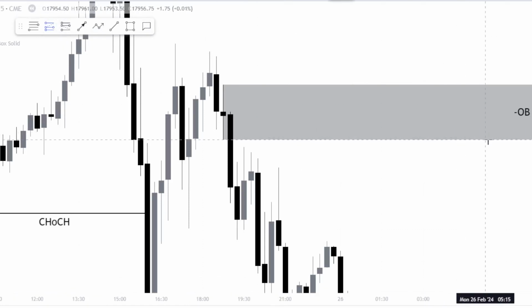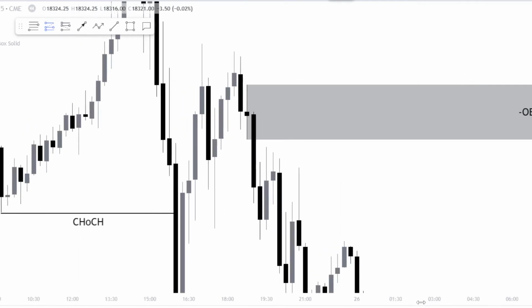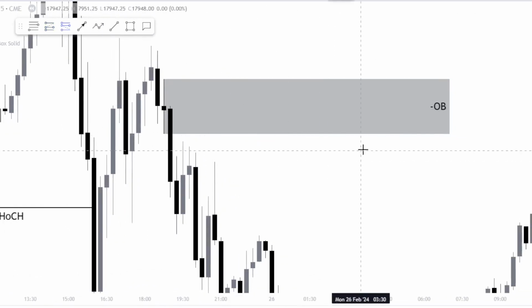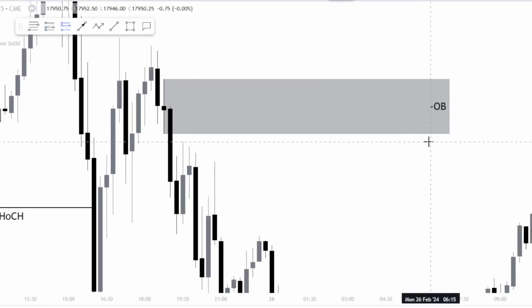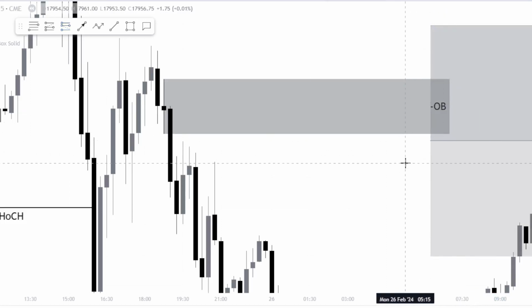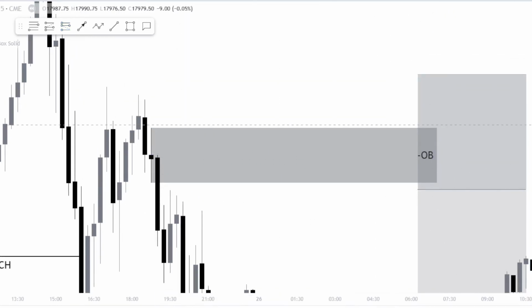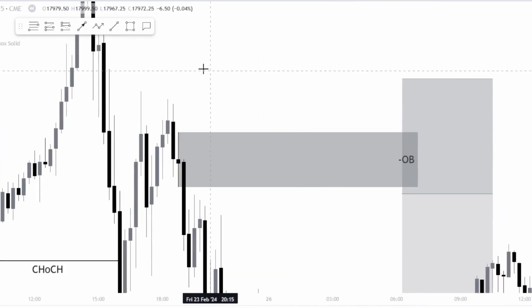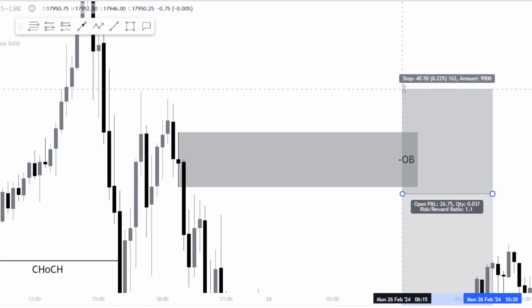So you'd want to have your entry, sorry, just below the order block over here, so you get tagged, so you get filled, right? Sorry, not stop loss, entry. Where would you keep your stop loss? Where's a safe place to keep your stop loss? I would keep the stop loss just above this wick over here.